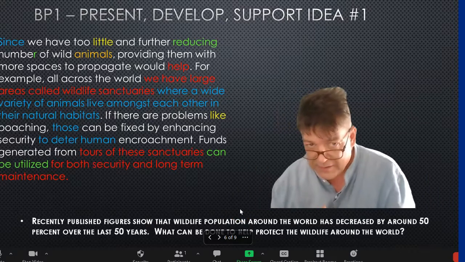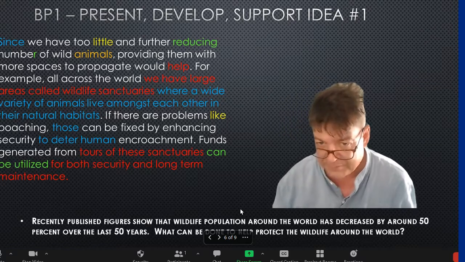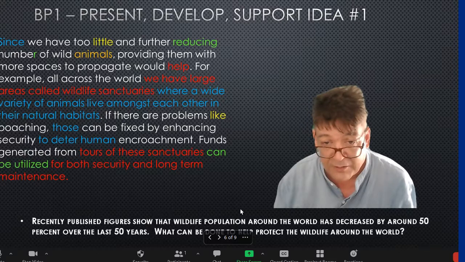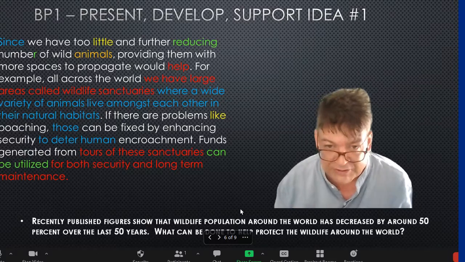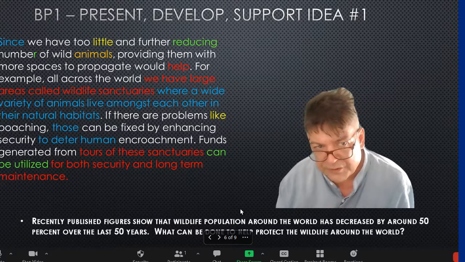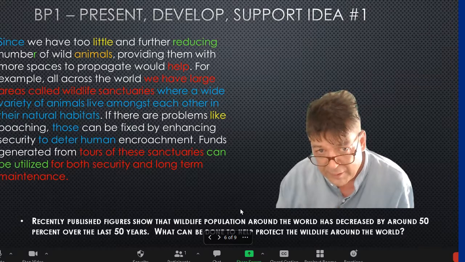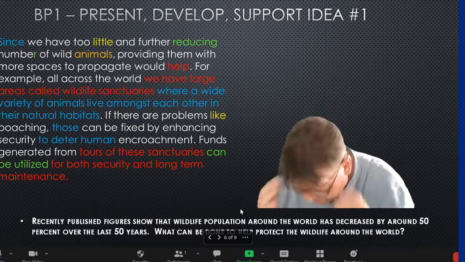Present, develop, and support your first idea. Okay, and for your first idea, of course, is what can be done to help protect wildlife. Let's see if you've got a nice clear topic sentence to start us off. Since we have too little animals and further reducing number of wild animals, providing them with more spaces to propagate would help. Okay, you kind of set it up in the introduction, so I'd be surprised if you didn't include that.